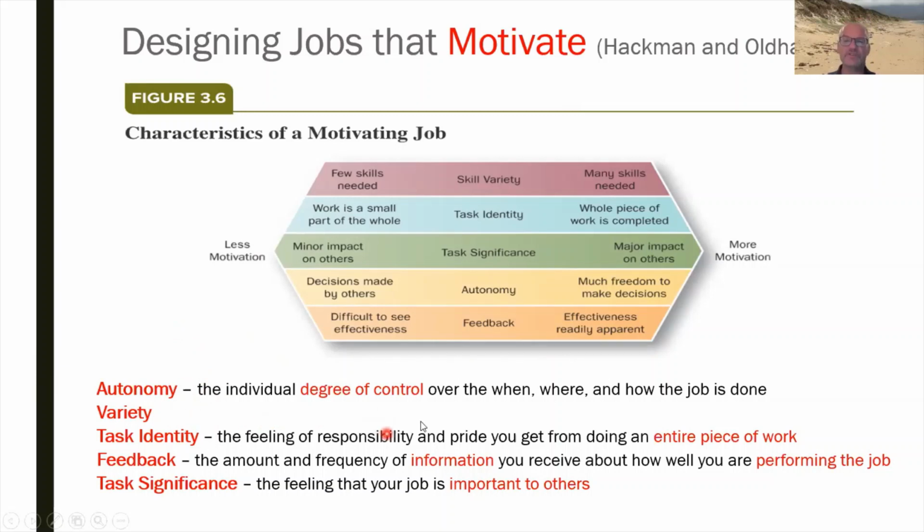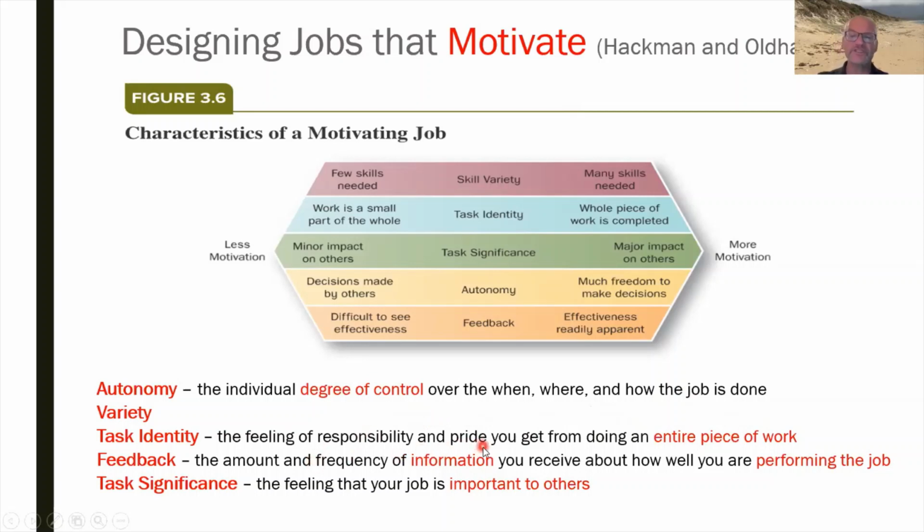Task identity, the feeling of responsibility and pride you get for doing an entire piece of work. So at the end of the semester, 40 people in my class, I look at it, the class average was like a B+, that's kind of cool, and now 38 out of the 40 people have credit in human resource management. And I get this nice warm feeling in the cockles of my gut, that I did a good job. Get the guy putting the one headlight on, he never sees what the finished car looks like. So there's really no task identity.